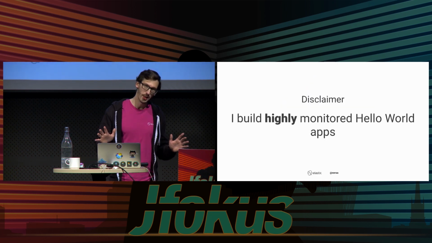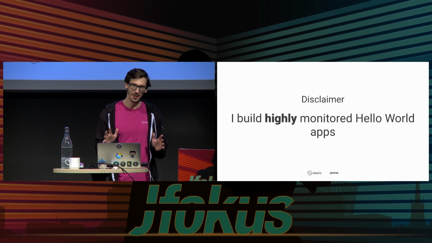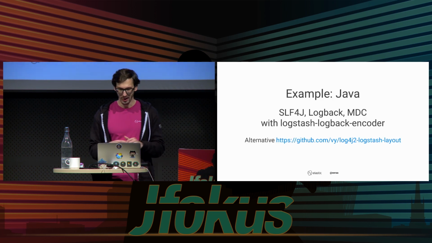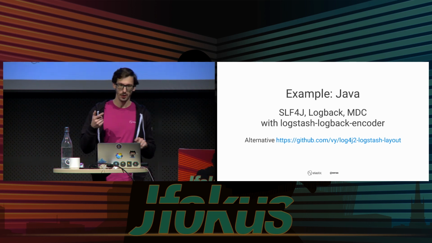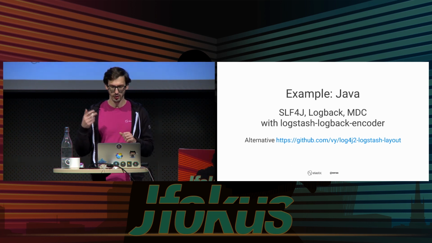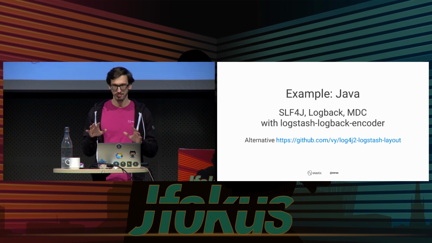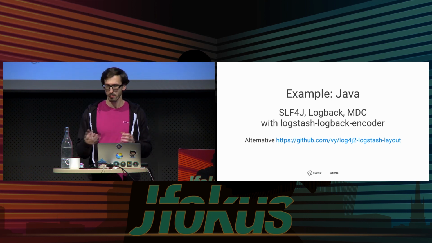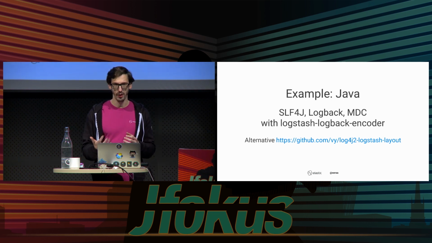So we'll do a highly monitored, I don't know, hello world application. So this will be really simple. But you'll see various patterns of how things work out and what to watch out for in logging. So I'm using SLF4j as the logging facade, logback as my log appender, and then MDC to add some structure to that with the logstash logback encoder. If you're on log4j, same thing, slightly different syntax, you can totally do that. There you need the logstash layout plugin, but otherwise it's the same thing.